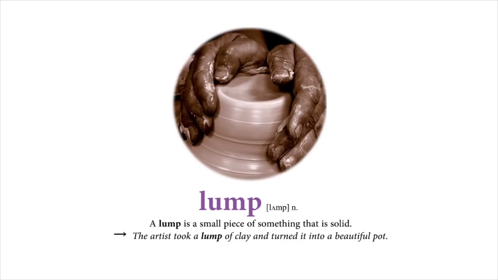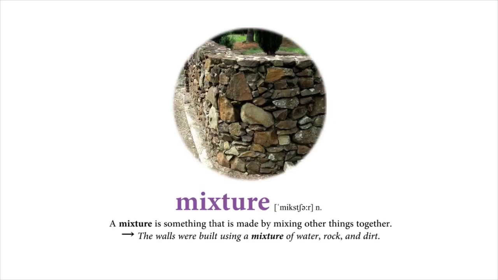Lump. A lump is a small piece of something that is solid. The artist took a lump of clay and turned it into a beautiful pot. Mixture. A mixture is something that is made by mixing other things together. The walls were built using a mixture of water, rock, and dirt.